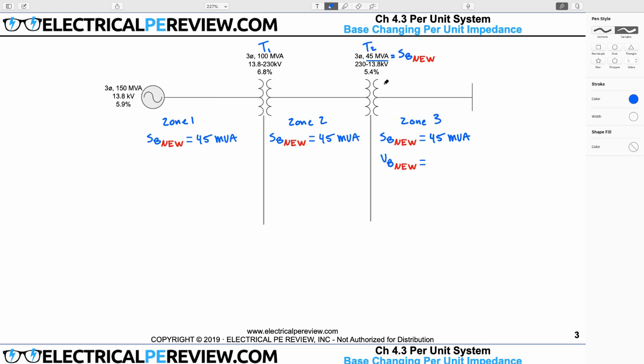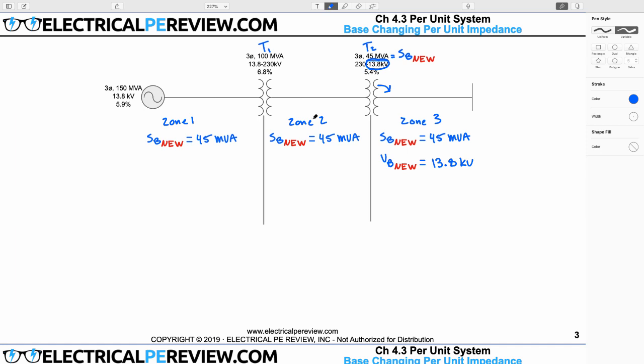Since zone 3 is on the secondary side of transformer T2 and we're using transformer T2's ratings as base, our new voltage base in zone 3 is going to equal the secondary voltage rating of transformer T2. That means our new voltage base in zone 3 is going to be 13.8 kV.